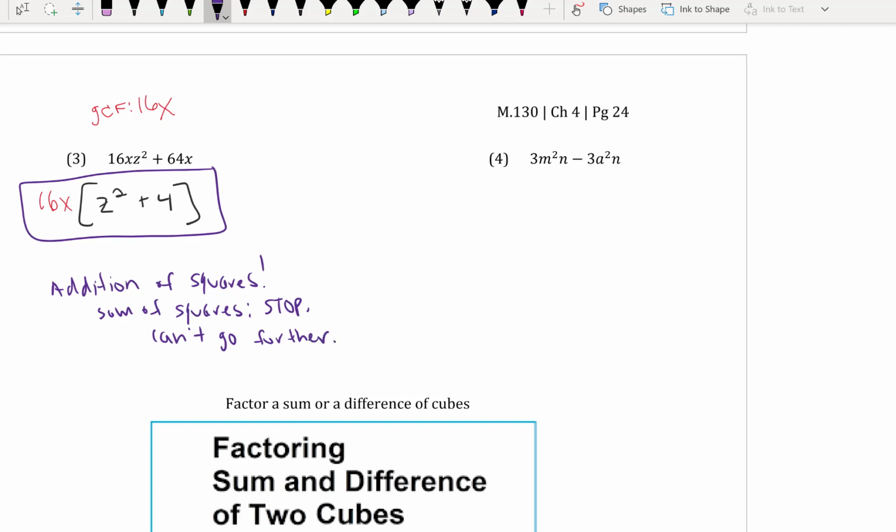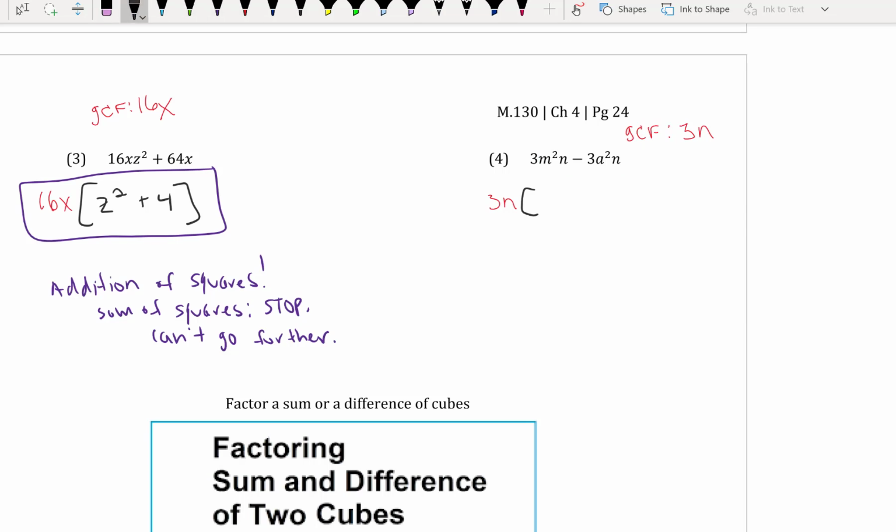Okay. So for number 4, same thing. The first thing I want to look at is a GCF. I'm looking at the coefficients and I see a 3. So I know my greatest common factor is at the very least going to have a 3 in it. The next thing I want to look at is these variables. I want to see if anything's in common. So do they each have an m in common? No, but they both have an n in common. So 3n would be part of my GCF. So I have to factor that out first.